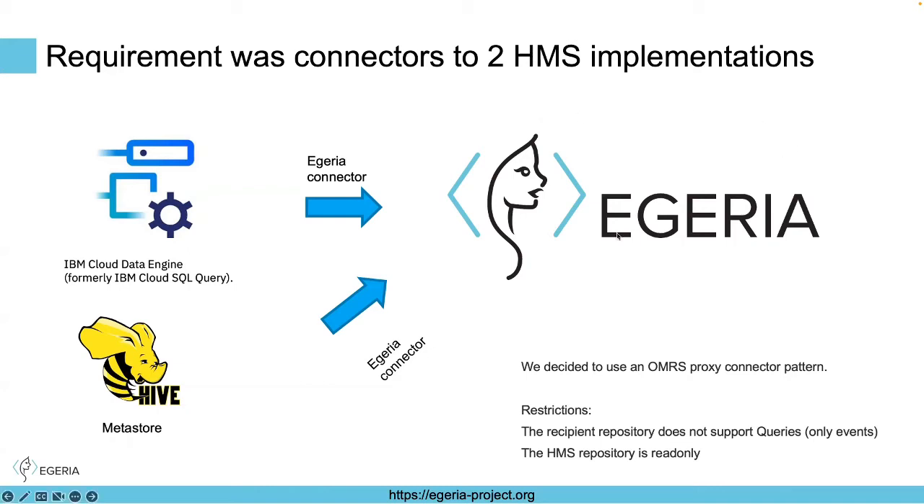So the restriction we had for the particular stakeholders that we were talking to was that the recipient repository in the cohort did not support queries. As you can see from the IGC pattern, the only thing that supported was queries. And our requirement was that we didn't support queries. So we couldn't use the standard pattern. So we actually went to use an event-based pattern, but not the standard event-based pattern. And that's why this is slightly different.